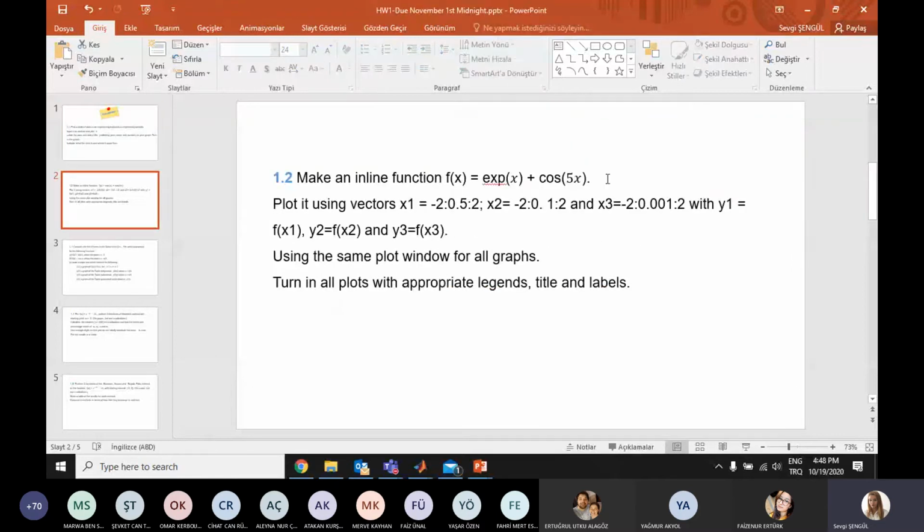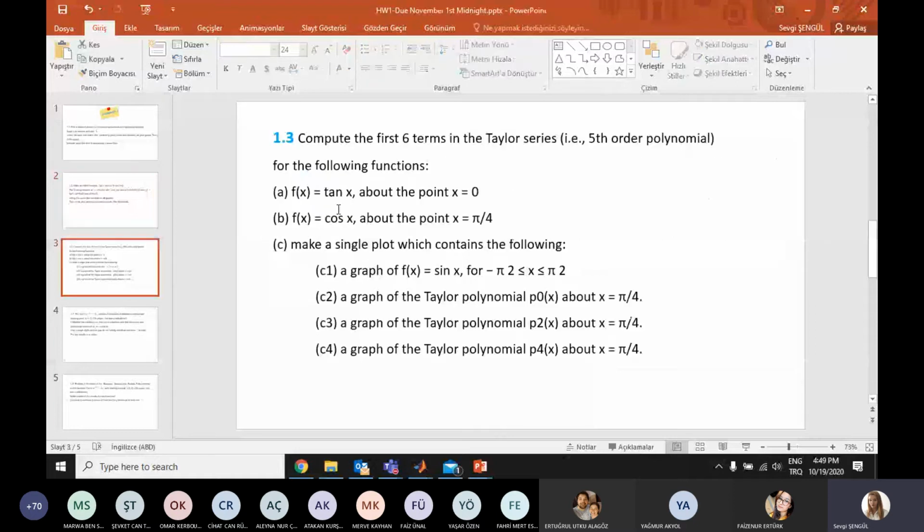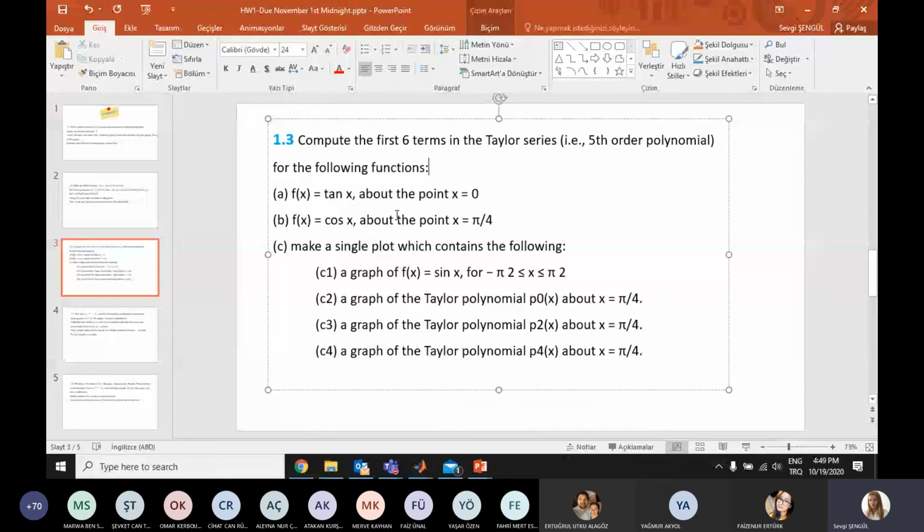In the second question, you need to define your function and you need to plot it in 3 different ways in the same plot, and you need to compare them. What is the difference if you use x1, x2, and x3? You will see it once you plot it. And I want you to compute the first 6 terms of the Taylor series for tangent x and cosine x. And I want you to graph these. Okay.